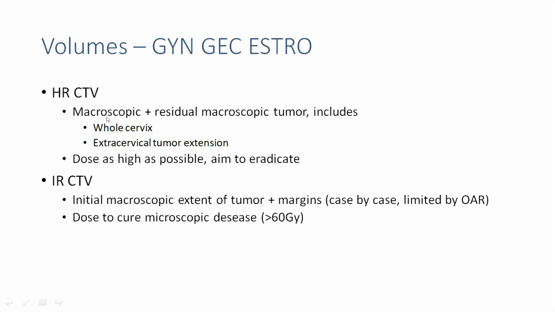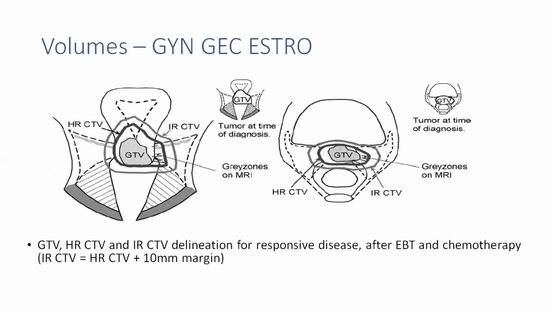So your aim is to give as high a dose as possible to the high risk CTV. And for the intermediate risk CTV, you should at least have a dose of 60 gray. This is with your brachytherapy plus external beam radiation therapy. So this is the concept of high risk CTV and intermediate risk CTV.